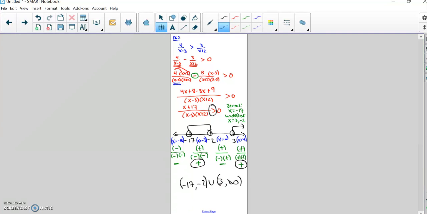So the big thing on this one is we got to get one side equal to 0, and then if we have two fractions, we got to find a common denominator if we want to add or subtract those fractions together. I will come back and show you the third example here in my next video.